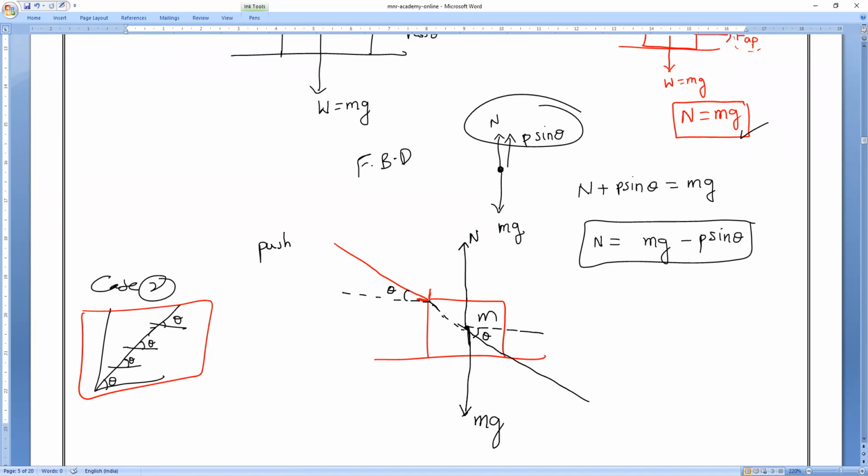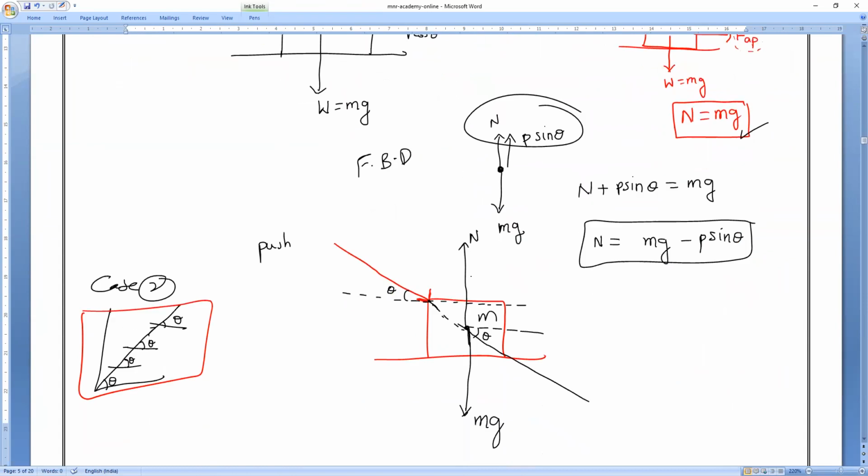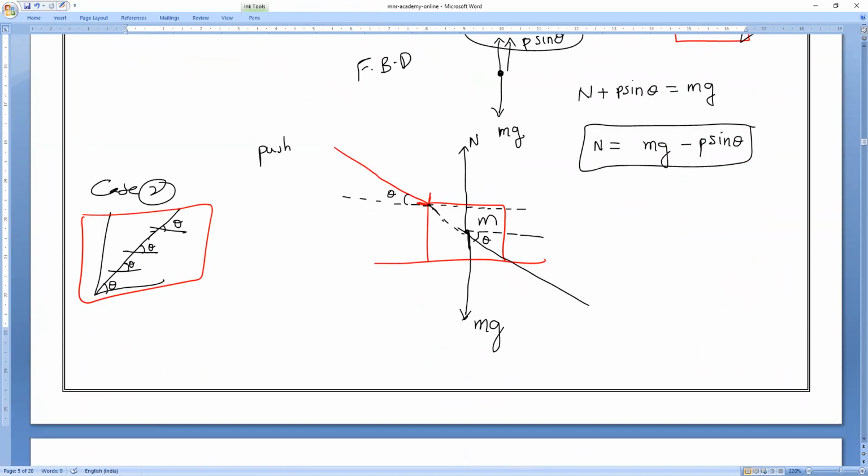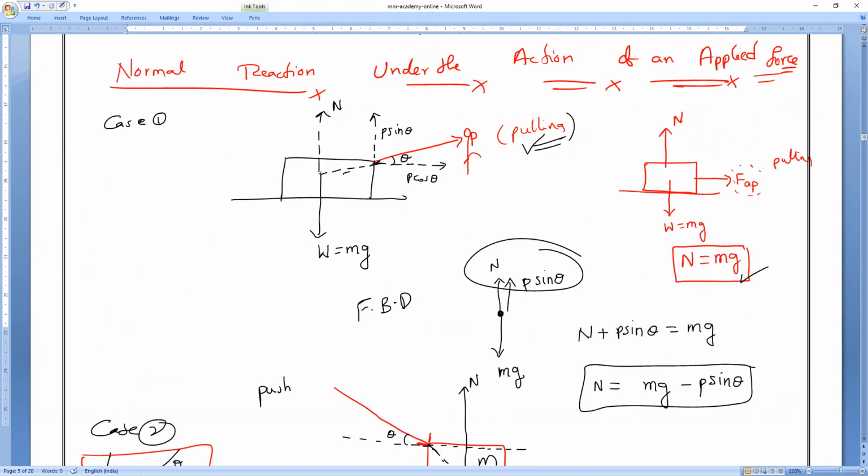Sir, in both cases, it is not pushing or pulling perpendicular, that is, in a straight manner, no, sir? No, Mari, this is pulling. Pulling is different. Pulling means P sin theta on the y-axis is acting in the upward direction and the x-axis is acting as well. But this is a pushing case, not pulling or pushing in a straight manner. They are pushing or pulling in an inclined manner. Yes, Mari, inclined. If it is a straight manner, N is equal to mg.